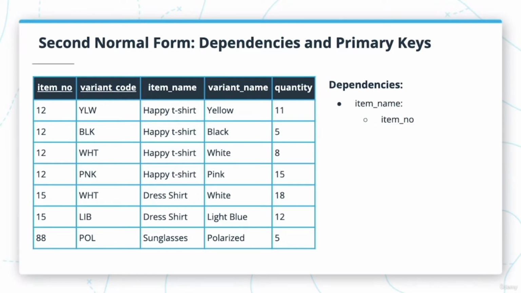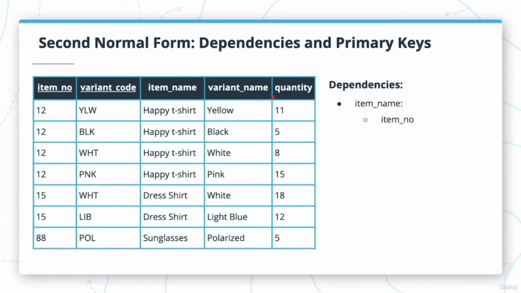Now, does the item name depend on the variant code? Well, not really. If I give you a variant code, you can't tell me anything about the item. Case in point, you can see that this WHT variant code here is used for the happy shirt item, but it's also used for the dress shirt item. This means that the item name does not actually depend on the variant code. So right now, it only depends on the item number.